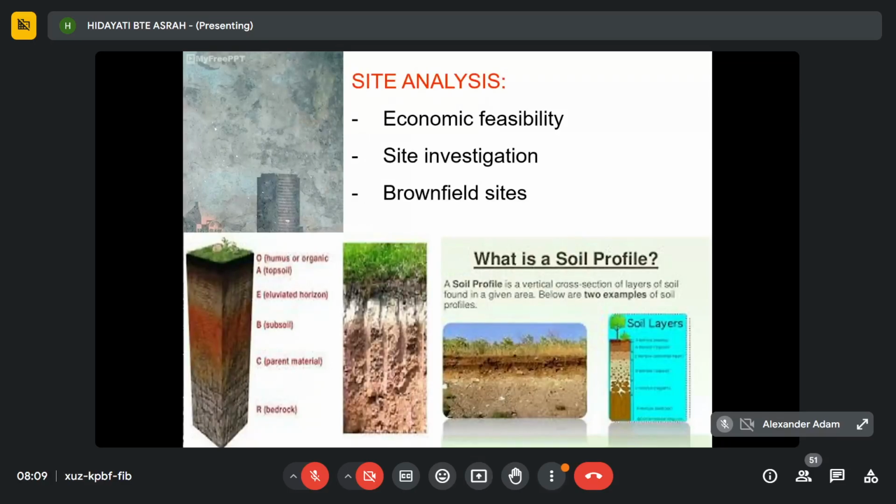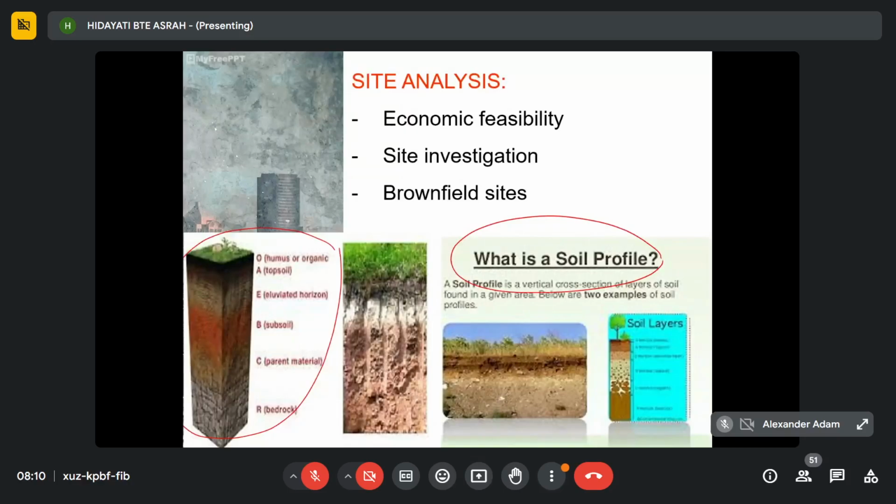So what is soil profile? Because during the site analysis, you also must know the soil profile of your project site. Soil profile is the vertical cross section of soil layers. If you see the example, the first figure is an example of a soil profile. It is a vertical cross section of soil layers, which you can find in your project site. So you need to obtain this information as well.